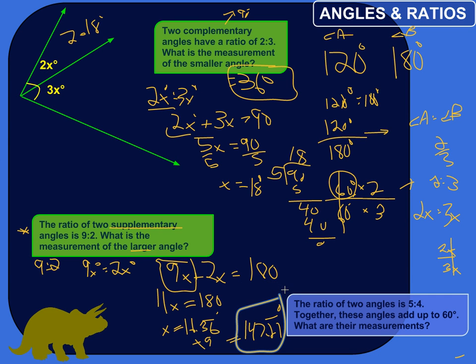All right, so that's the basic process. Why don't you try this one? The ratio of two angles is 5 to 4. Together, these angles add up to 60 degrees. So you've got your two pieces of information. Find the measurement of each angle. All right? Good luck.